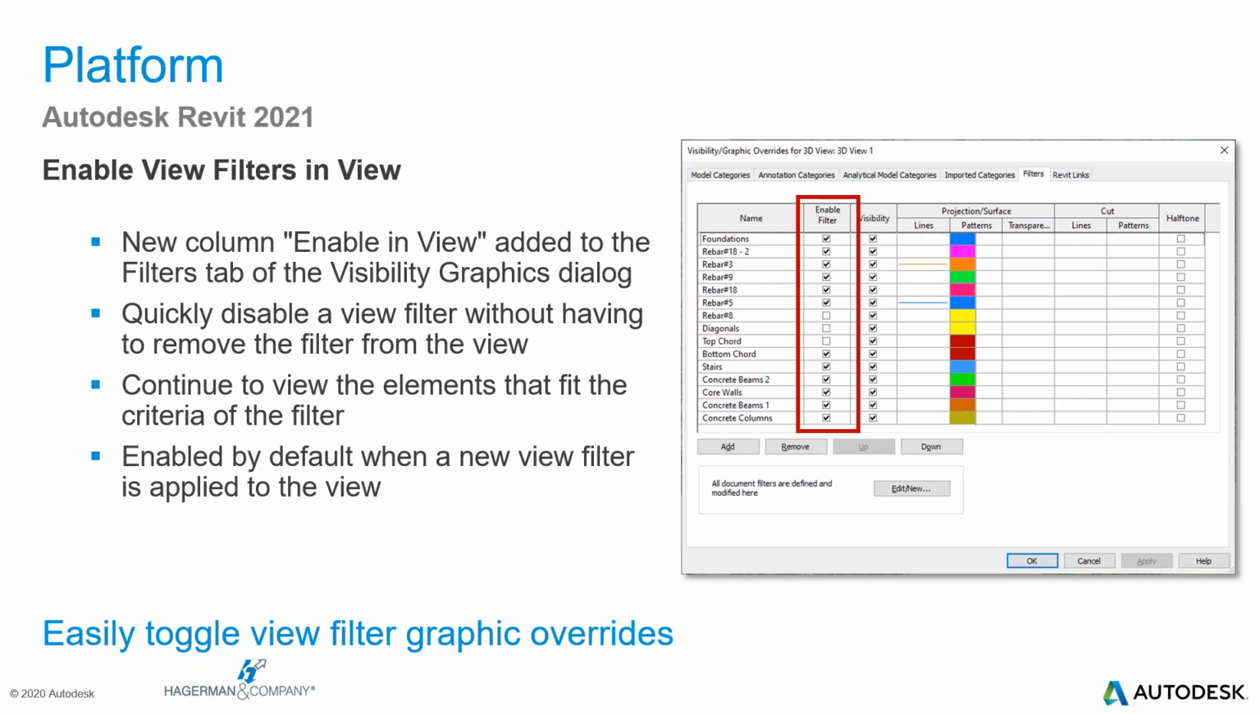This new feature in Revit 2021 gives users the ability to quickly apply or remove view filter graphic overrides from a view. Yeah, this was just a nice addition, something I feel like will help clarify the view filter workflows tremendously.